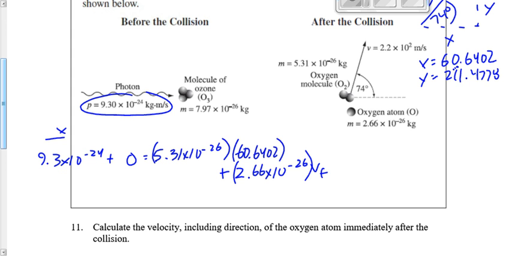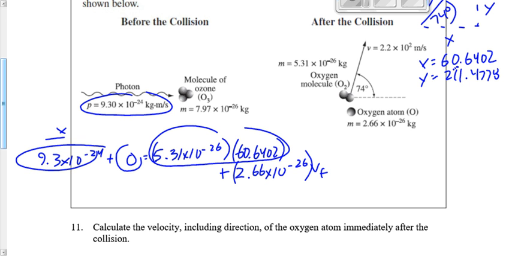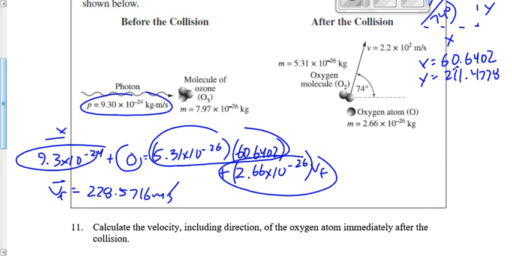So the momentum of the photon plus the momentum of the ozone molecule plus the momentum of the atom. We solve for Vf there, and it works out to be 228.5716. Now, Matt, we know the oxygen atom is going to go down here somewhere, right? If I had this angle given to me already, what could I do?